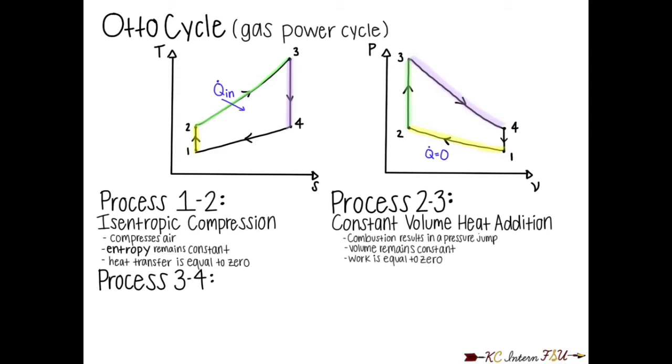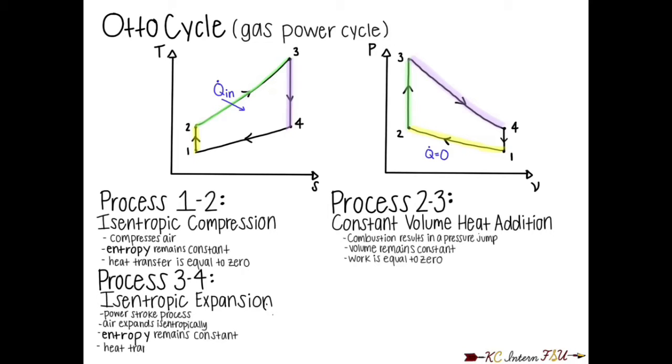Process 3 to 4 is an isentropic expansion. In this stage, the power stroke process, the air expands, increasing the volume. Air is expanded isentropically, meaning the entropy remains constant. Since this process is reversible and adiabatic, the heat transfer is equal to 0.